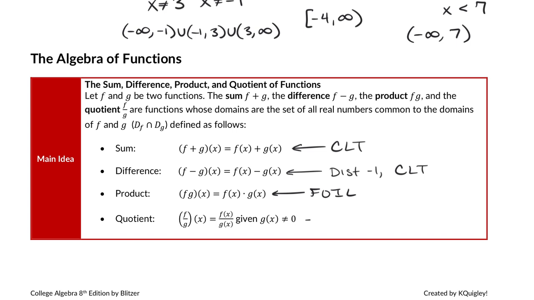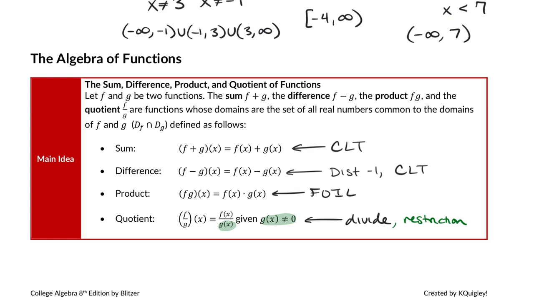The last one, to find the quotient, which is just f divided by g, you will have to divide and then deal with the fact that you now have a denominator and you have to find the restrictions. So you do some division and then you do the restrictions, because you are creating a problem by putting a function in the denominator.